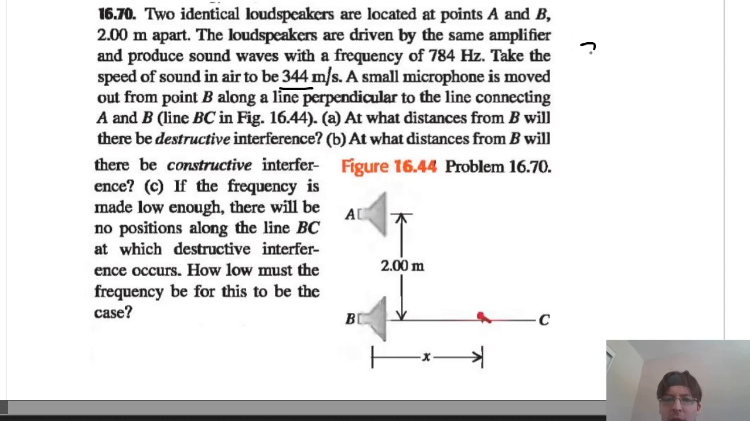So the wavelength of the sound waves, it all hinges on the wavelength, right? How the path difference relates to the wavelength. The wavelength is the speed 344 divided by the frequency of 784. It gives me a wavelength which is 0.439 meters.